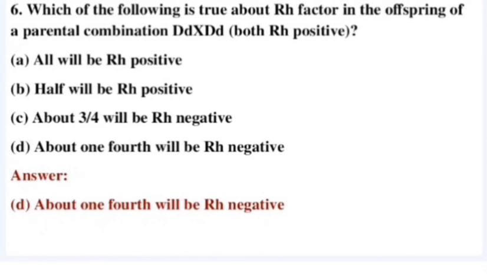Next, the sixth question. Which of the following is true about RH factor in the offspring of a parental combination capital D small d into capital D small d, where both are RH positive, because one alphabet mentioned here is caps, right? So what would be the option here? A, all will be RH positive, B, half will be RH positive, C, about 3/4 will be RH negative, and D is about 1/4 will be RH negative. So the same way we have to cross it. So when you cross it, what will be the result?